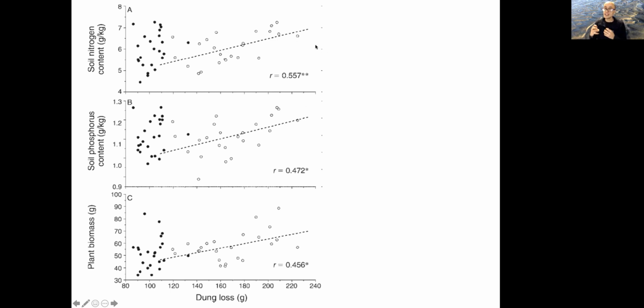So this is the idea that through the processing and the breakdown and the decomposition of those complex organic molecules that are part of that dung, nutrients are liberated, nitrogen and phosphorus primarily, but there's other things as well, and plants are able to take those up and grow. So there's a positive effect of decomposition on plant growth.